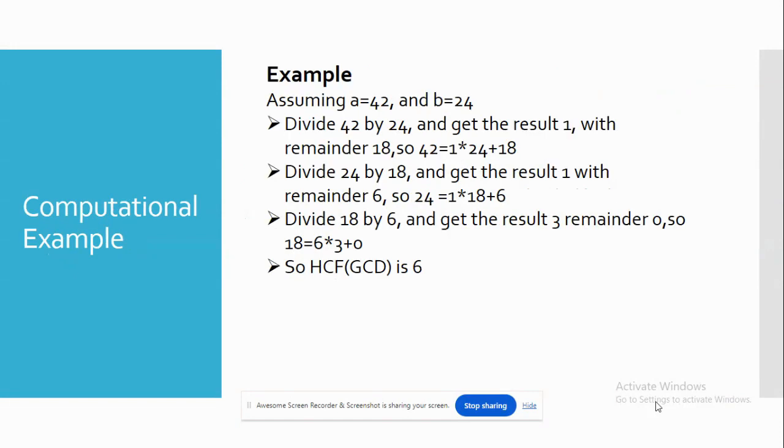For a computational example, assuming a is 42 and b is 24, we start by dividing 42 by 24. We get the result and the remainder. So you can see that 42 will be equal to the result we got times b plus the remainder. And we are going to do that to the point where our remainder is 0. At the point where the remainder is 0, the HCF or GCD is 6 for the case of 42 and 24.